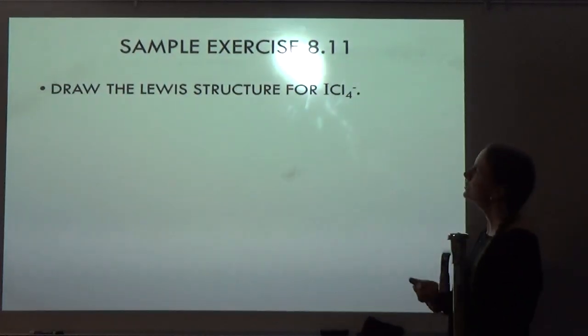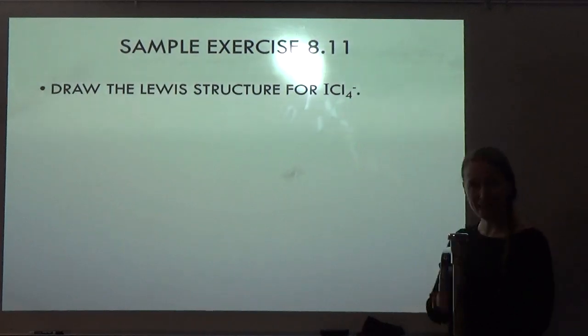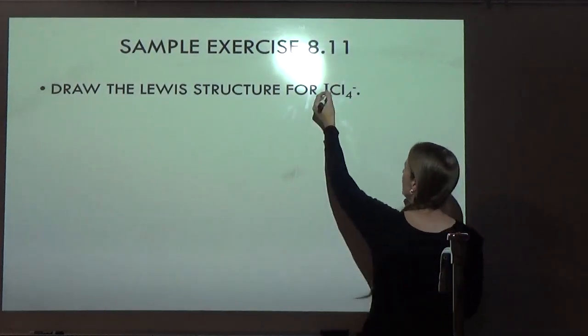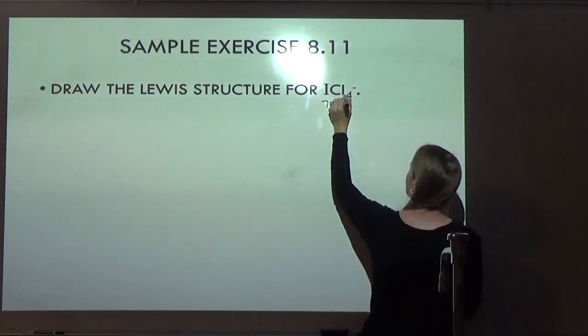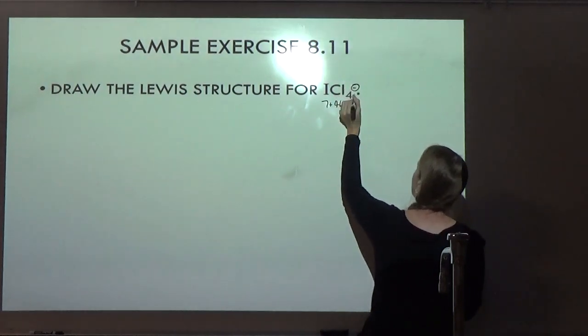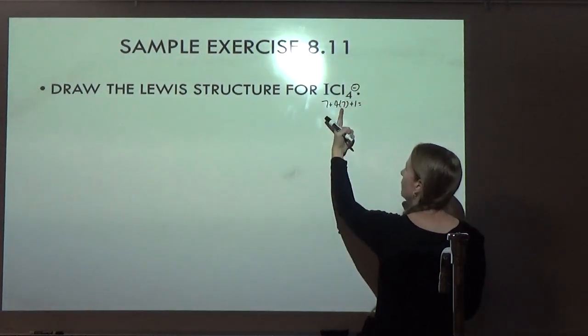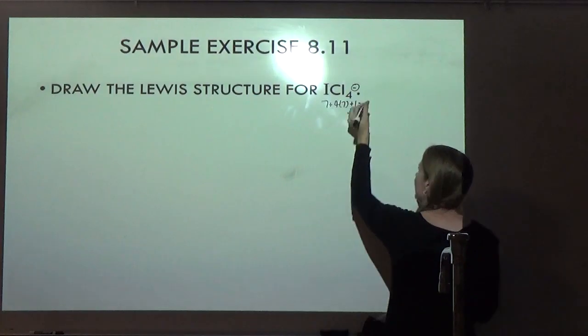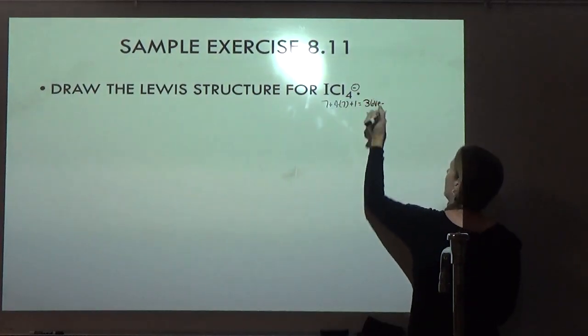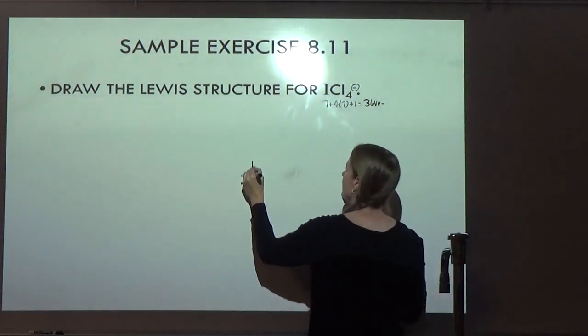It says draw the Lewis structure for ICl negative. All right, so let's look at this one together. I is 7, Cl is 7 times 4, and the negative means adding 1 more. So I have 28 plus 8, which is 36. All right, so I is going to go in the middle because it's the single one.